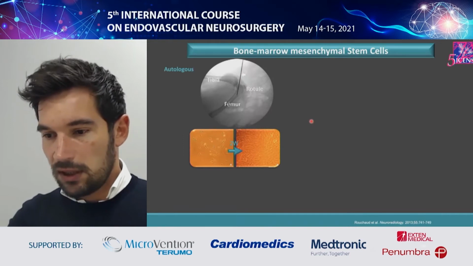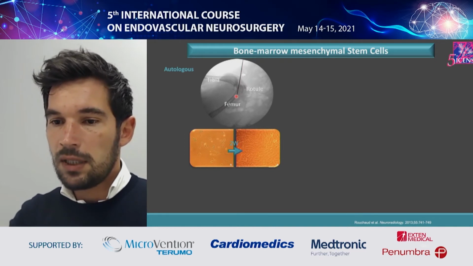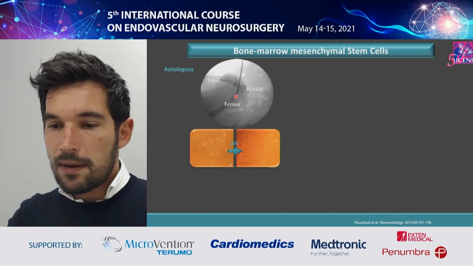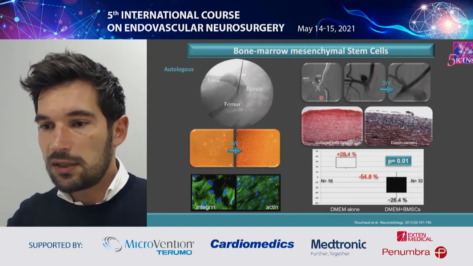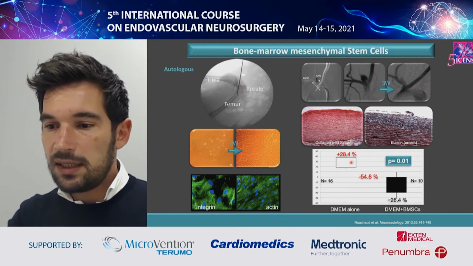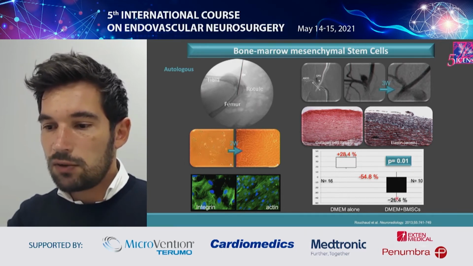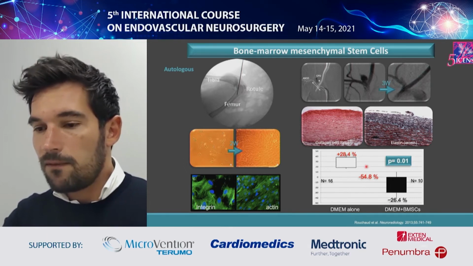This is something we did quite a long time ago in Paris, using autologous stem cells in rabbits. We take bone marrow from the femur of the rabbit, extract the bone marrow stem cells, proliferate them, and implant those cells through a microcatheter directly into the aneurysms. We use a balloon inflated at the level of the neck of the aneurysm, and we observed a much greater occlusion rate in the group treated with bone marrow stem cells compared to the control group. So there was much less recurrence and a smaller aneurysm volume.